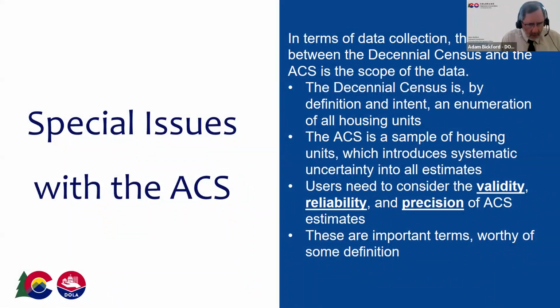When I talk to folks about the ACS, we end up talking about three terms a lot: terms of validity and reliability of estimates, and then the precisions of those estimates. And I want to take a moment just to define these terms so that everybody is on the same page.